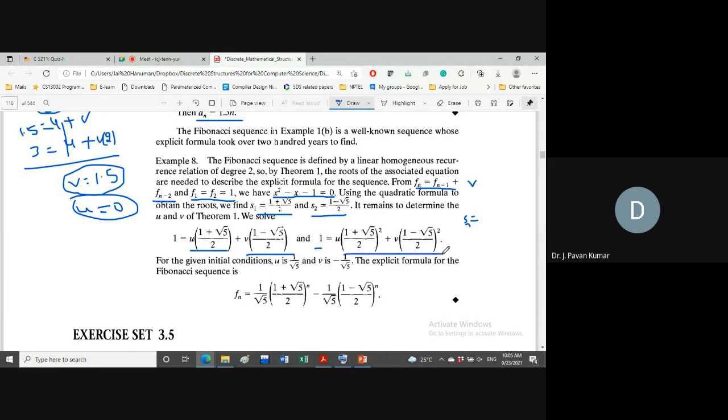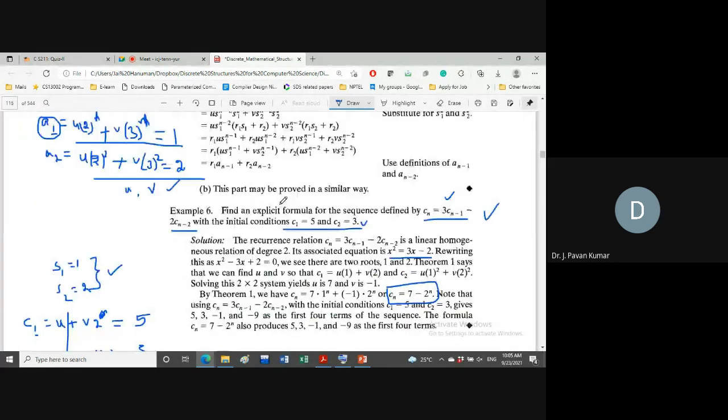So if you substitute here, then we can obtain the u value as 1 by root 5 and the v value as minus 1 by root 5. If you substitute the u and v values and the s1 and s2 values in the explicit formula, then we will obtain f_n is equal to 1 by root 5 and this particular expression. Okay, this is related to solving recurrence relations.